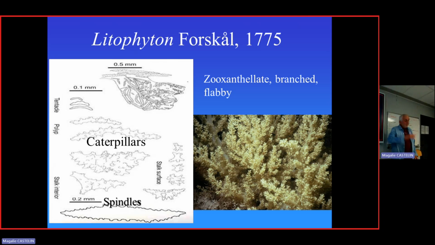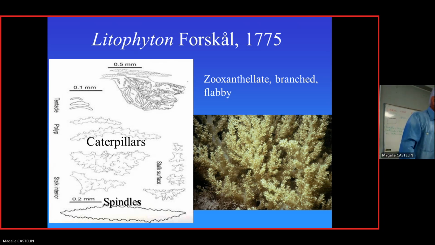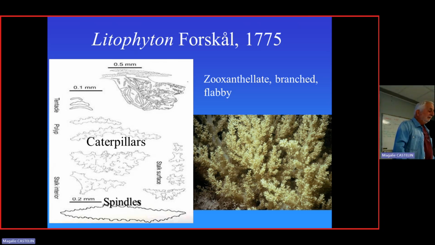A sister genus in the family Nephtheidae is Litophyton. Again, from Forsskål's collection, collected years ago, identified by Linnaeus after the passing away of the collector. You see, 1775. It's a zooxanthellate branched flabby colony. It has unique sclerites, which are called caterpillars.